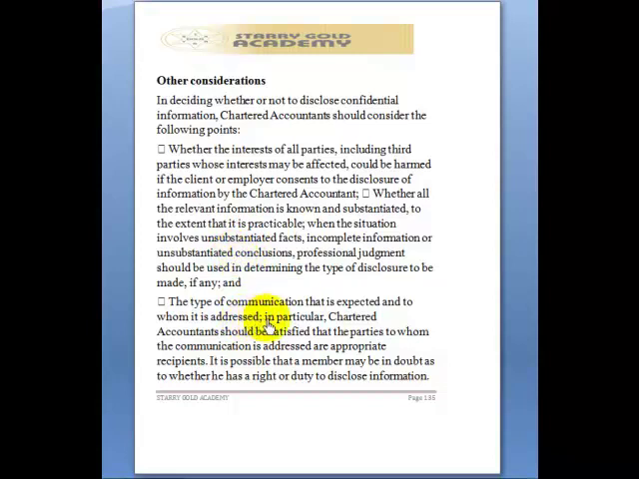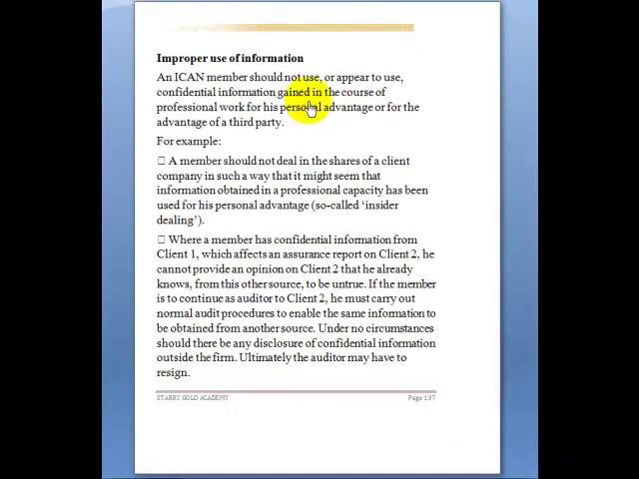The type of communication that is expected and to whom it is addressed, in particular. Chartered accountants should be satisfied that the parties to whom the communication is addressed are appropriate recipients. So you don't give confidential information to the wrong set of people. Improper use of information.